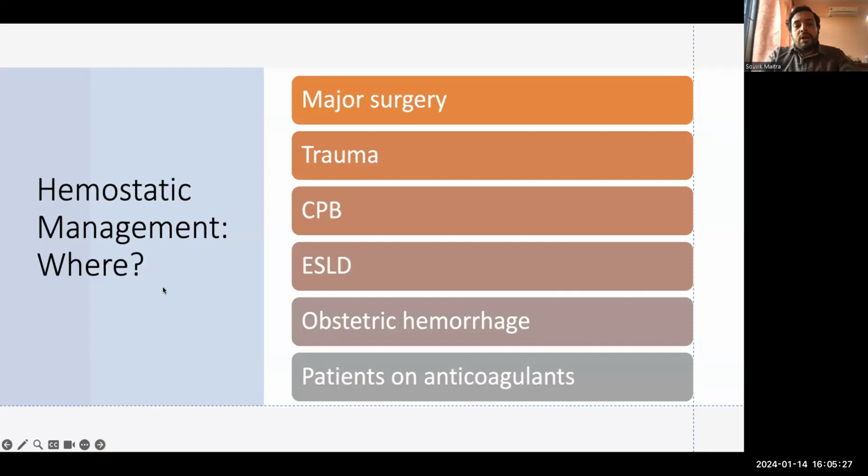Now, why do you need to learn about hemostatic management and what are the clinical scenarios where this hemostatic management is important? There are 5 or 6 specific clinical scenarios where understanding of hemostatic management is important because of the pathophysiology. Firstly, the patients who are undergoing major surgery, so management of intraoperative and postoperative bleeding.